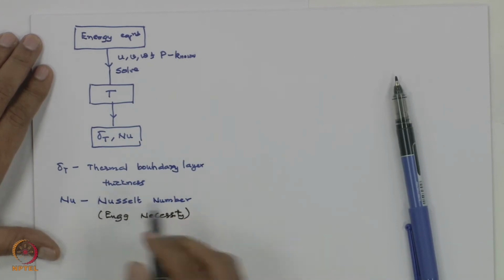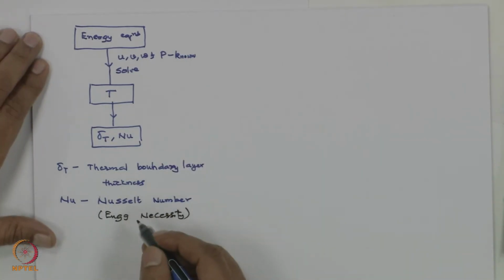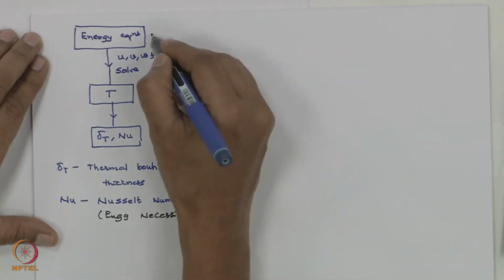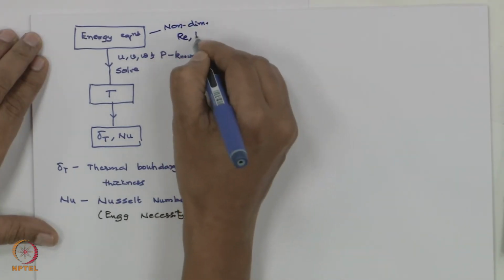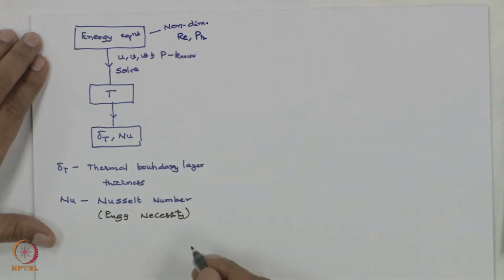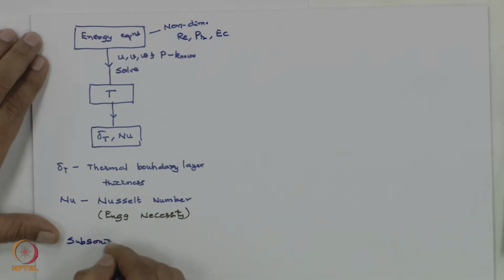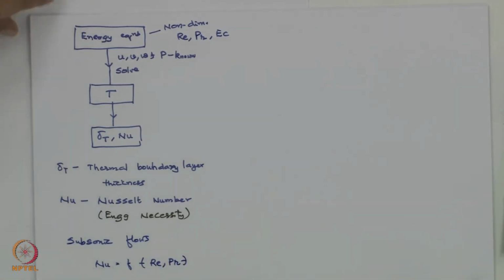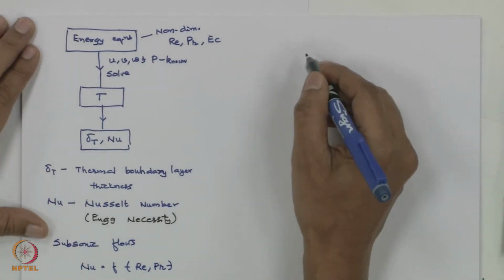So, but I have not told what is hydrodynamic boundary layer thickness, but before I tell that, I just want to remind you what we got when we non-dimensionalized the energy equation. When I non-dimensionalized the energy equation, I ended up, for subsonic flows, with Reynolds number, Prandtl number and Eckert number. So, for subsonic flows, it is natural to expect that Nusselt number would be a function of Re and Pr, correct. Now, let me make you understand what this thermal boundary layer thickness is.